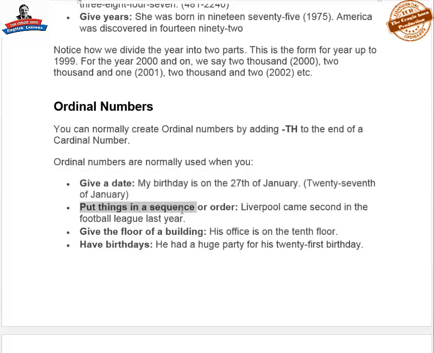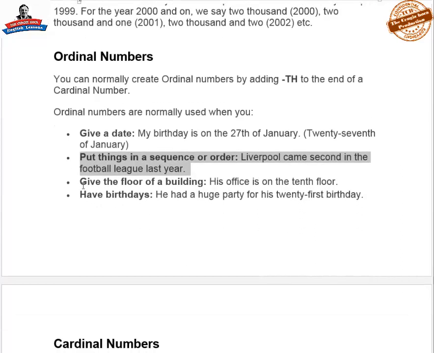Putting things in a sequence or order. Liverpool came second in the Football League last year. To give the floor of a building. His office is on the 10th floor. To have birthdays. He had a huge party for his 21st birthday.